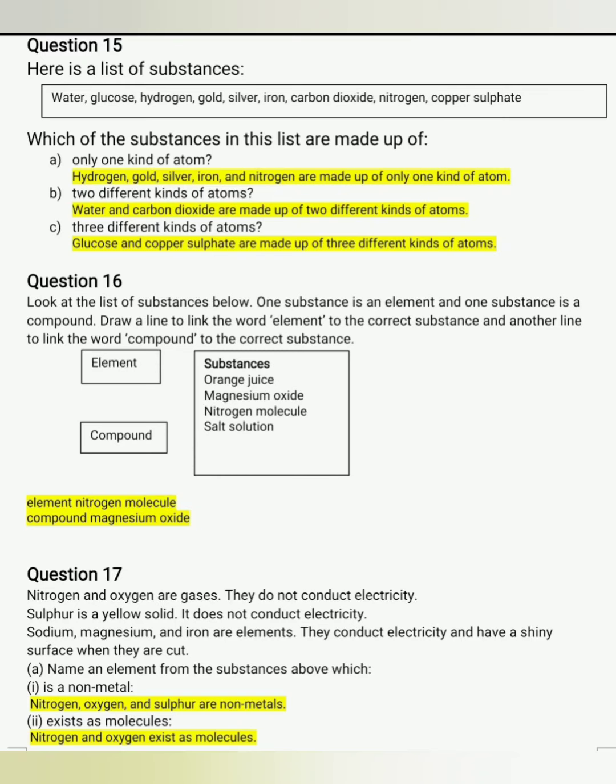Question number 17 is, nitrogen and oxygen are gases. They do not conduct electricity. Sulfur is a yellow solid. It doesn't conduct electricity. Sodium, magnesium and iron are elements. They conduct electricity. Question is, name an element from the substances which is a non-metal. So nitrogen, oxygen and sulfur are non-metals. Question number 2 is, exist as molecules. Nitrogen and oxygen exist as molecules.